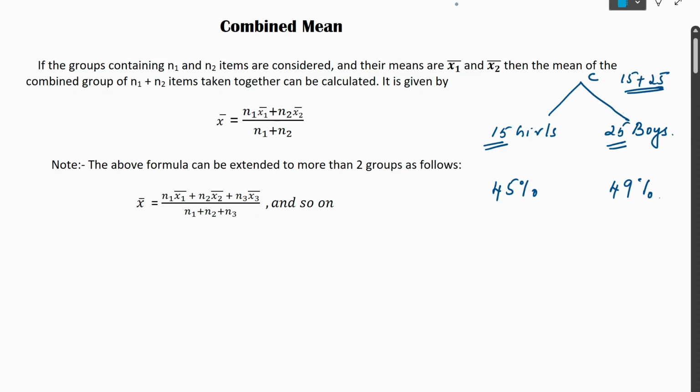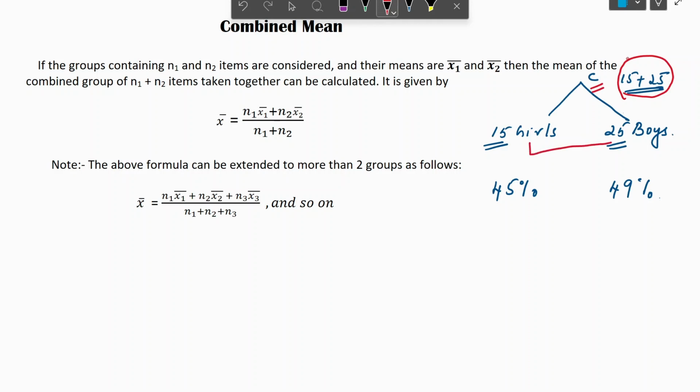Now here, just see, there are two groups, boys group and girls group. In boys group, the number is 25 and their average score is 49 percentage. For the girls group, that is 15 girls, and the average score for that particular test is 45 percentage. Now our question is, is it possible to find the average marks of the students who scored in that particular class? That means combined girls and boys. For this concept, we are going to use the combined mean.